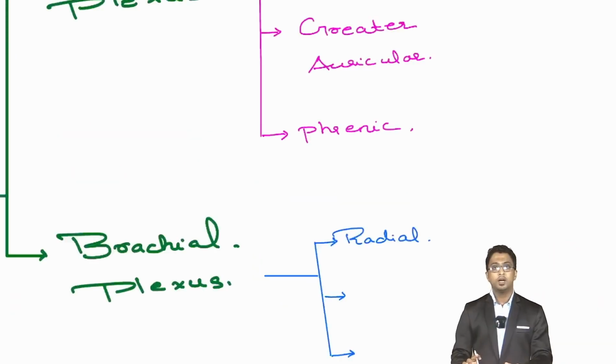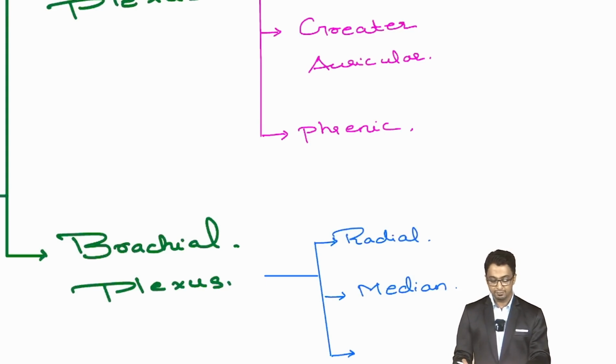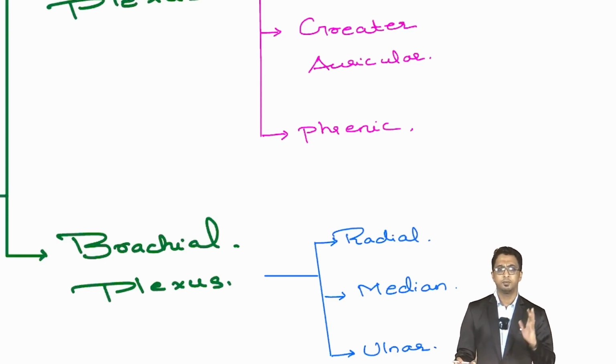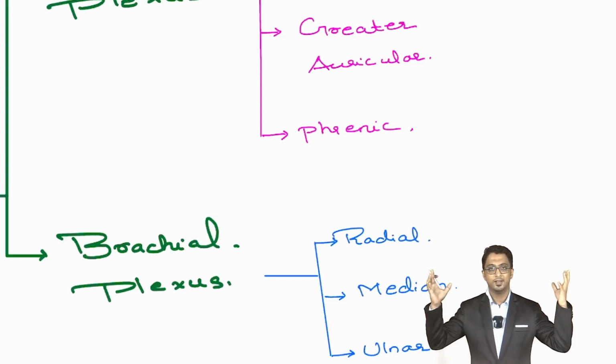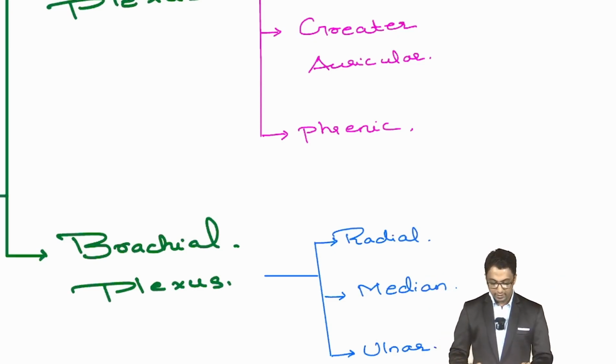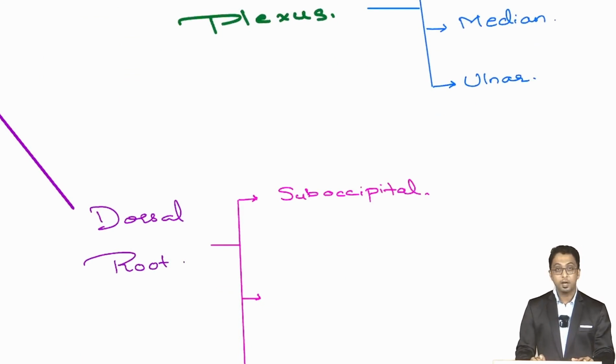Then you have the radial nerve associated with the brachial plexus. You know it, on your limbs. And the median nerve, ulnar nerve. I'm sure many of you have come across this. Now, what does it mean? If the brachial plexus is associated with these nerves, it supplies what? The upper limb, isn't it?